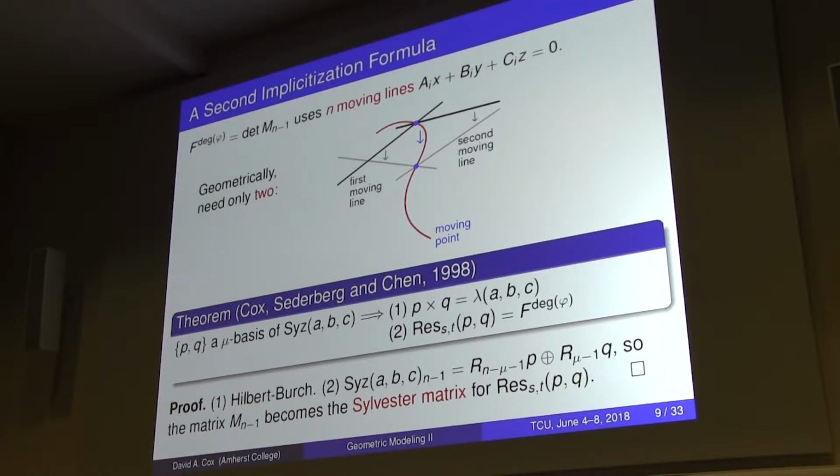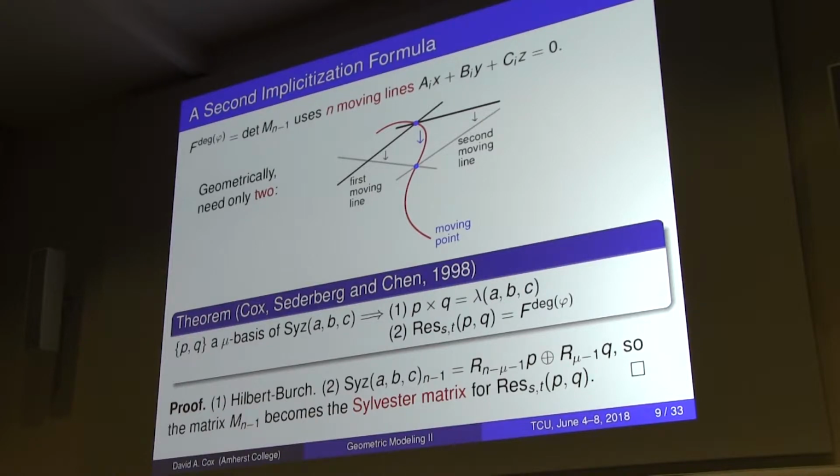Well, remember that we were able to use the Syzygy module in degree n-1, but we have a basis that has degree mu, so I have to multiply it by polynomials of degree n minus mu to get degree n-1. And so that's what this Syzygy module looks like in degree n-1.